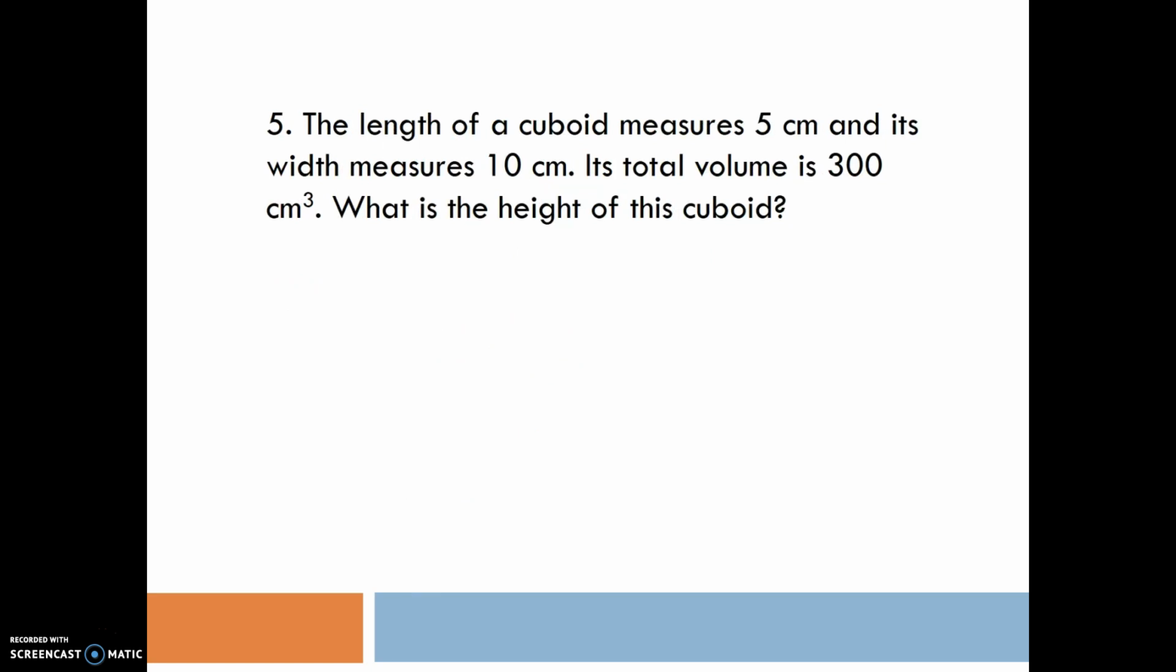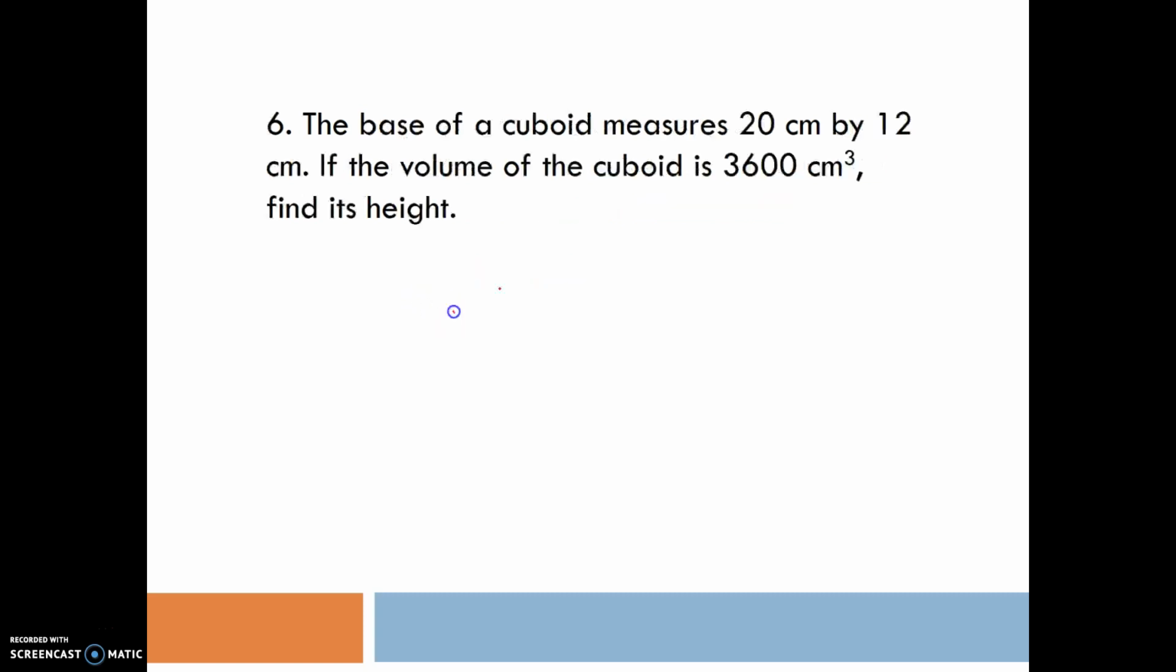Number 5 said the length of a cuboid measures 5 centimeters and its width measures 10 centimeters. Its total volume is 300 cubic centimeters. What is the height? All right, so let's start off with our volume formula here: length times width times height. And let's just start substituting in numbers. So our volume is 300 cubic centimeters.